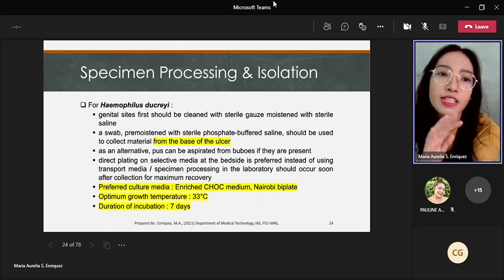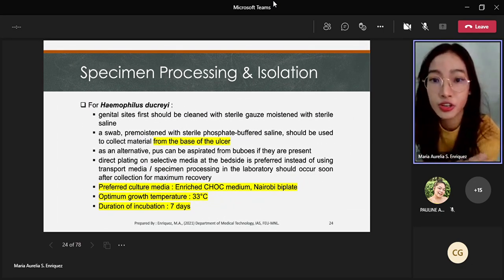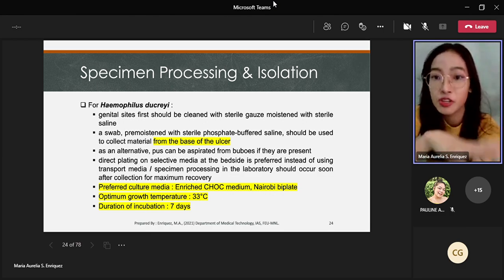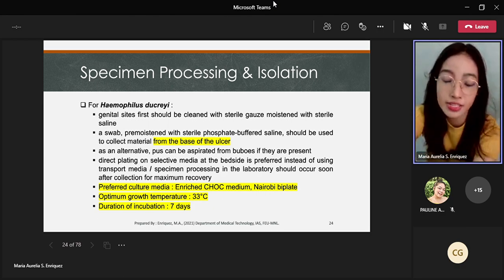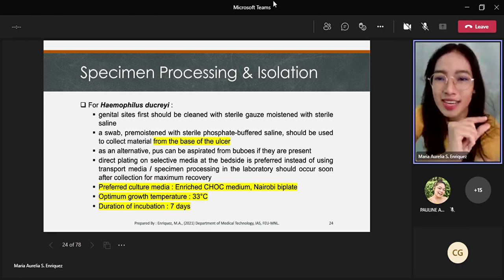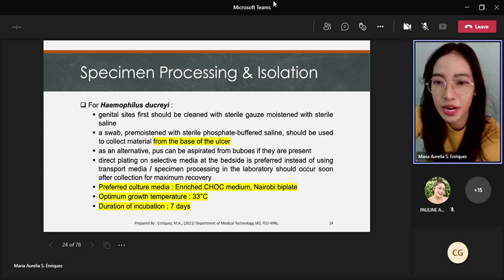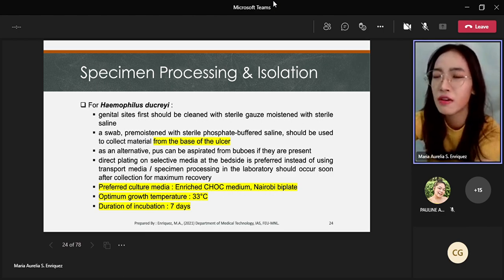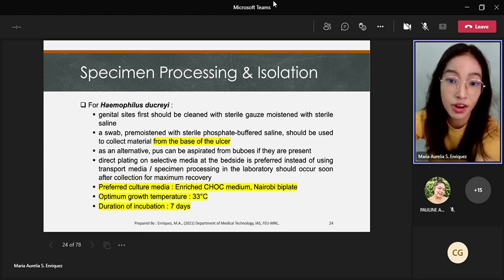Ayan po. Now, specimen collection for Haemophilus ducreyi. In collecting specimens for suspected cases of Haemophilus ducreyi, everything needs to be sterilized because our goal is to isolate the organism. Therefore, there should be as little to no contamination of organisms if possible. So, iiwasan natin na together with the sample is makakuha tayo ng normal flora or other contaminants from the environment.